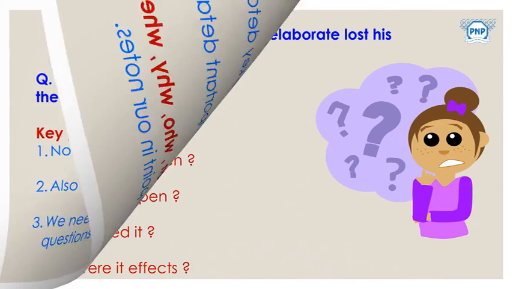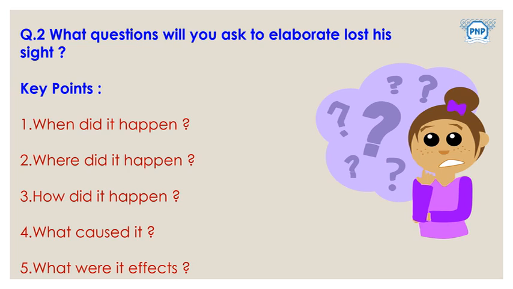Let's check next. What questions will you ask to elaborate how Louis lost his sight? Just take an example of how you can ask questions. Key points: when did it happen? Okay, when he was playing with his father's tools. At that time accidentally he lost his eyesight, we know. Where did it happen? At home itself.